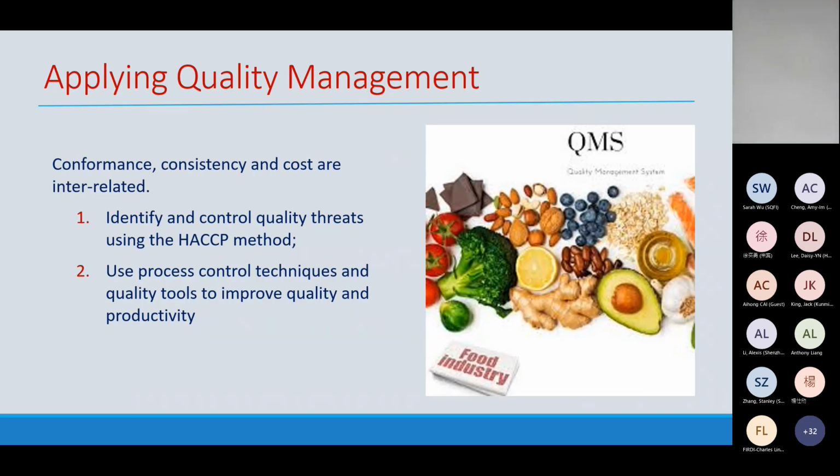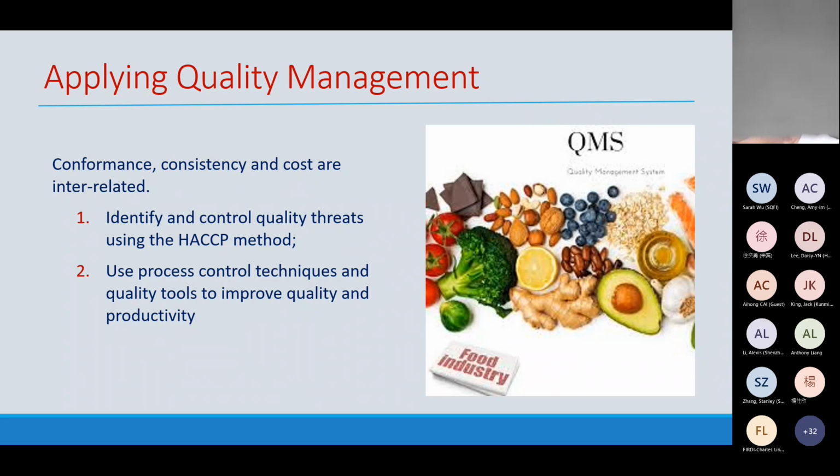So the approach that we take within the SQF code is to encourage conformance to customer expectations, process consistency and reduce cost by identifying and controlling quality threats using the HACCP method, and by using process control techniques and quality tools to improve quality and productivity.